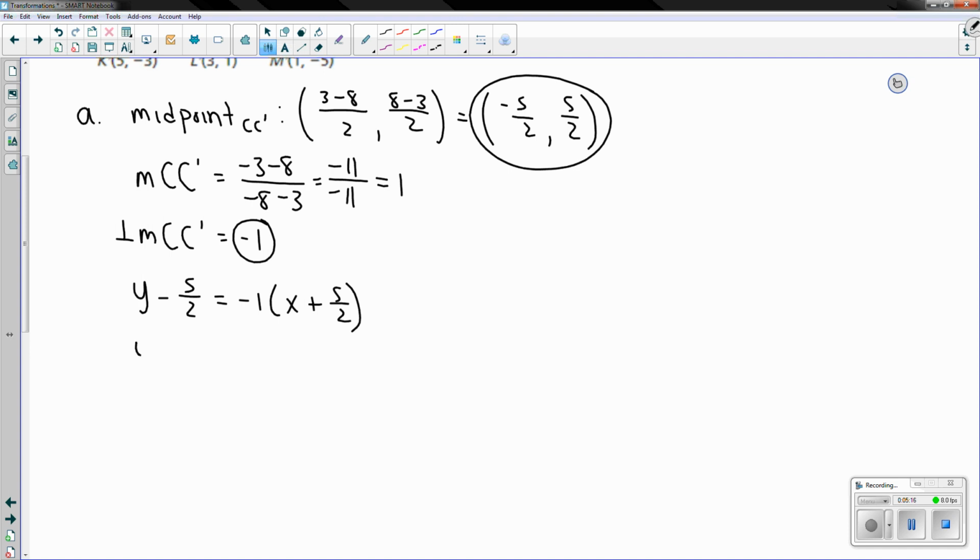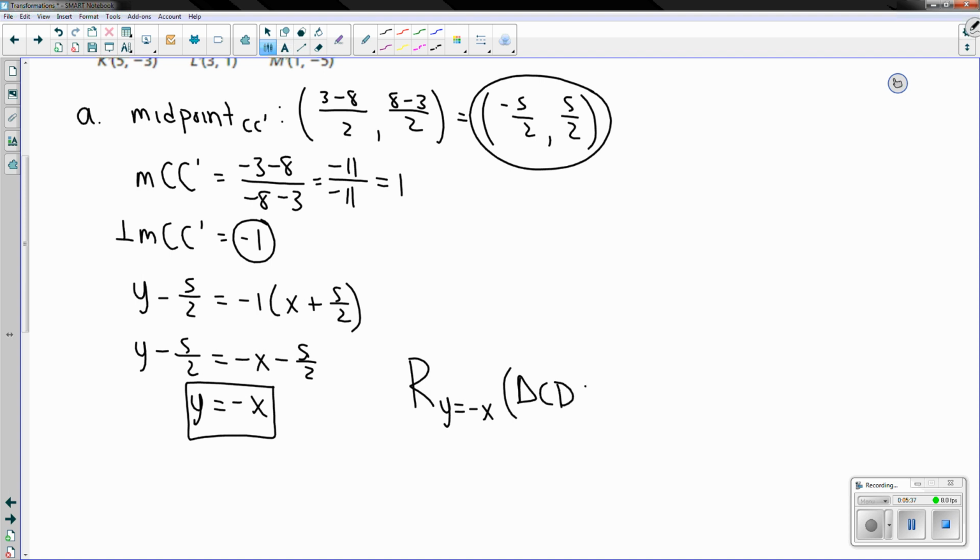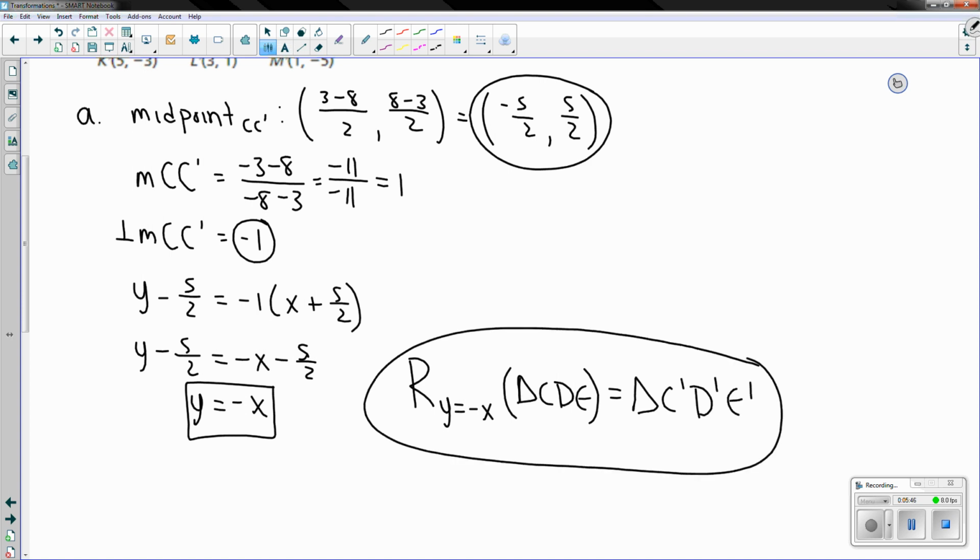Let's reformat this so that it is in slope intercept form. We're going to distribute the negative 1, and then we'll add 5/2, in which case this is the equation for our line of reflection. So we have to reflect over the line y equals negative x for our triangle CDE in order to get the image points of triangle C prime, D prime, E prime. And that is the rule for part A.